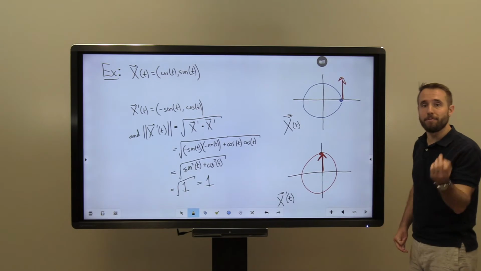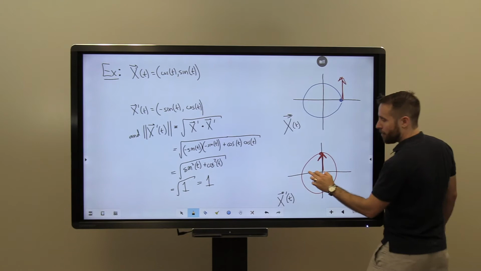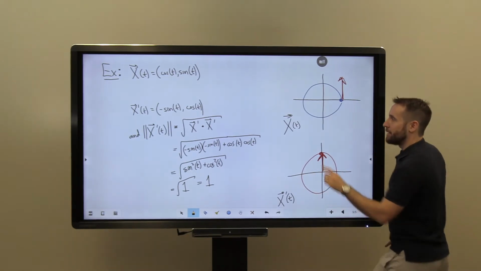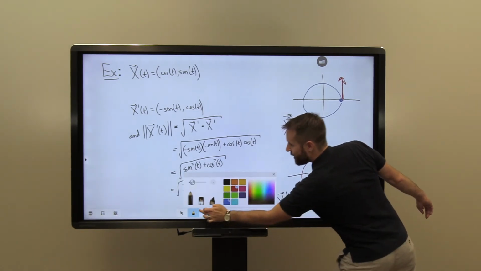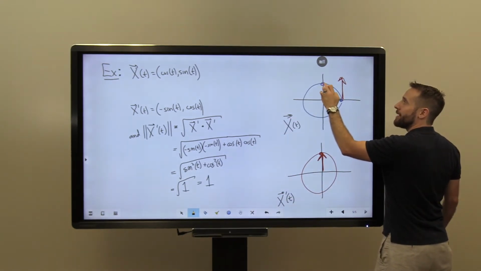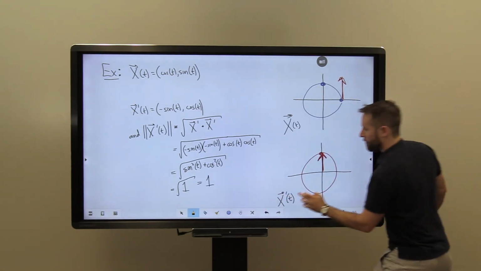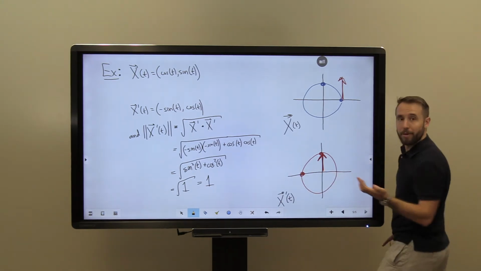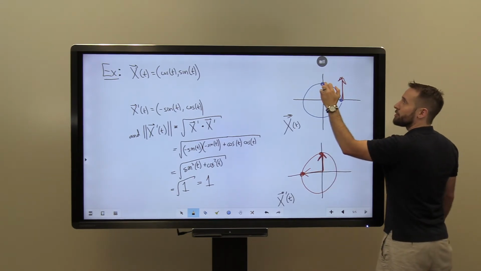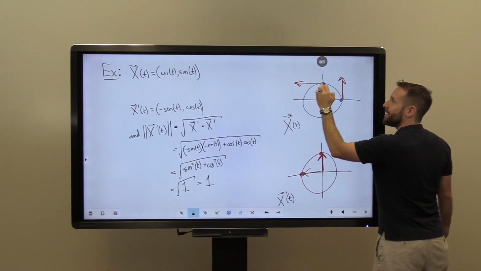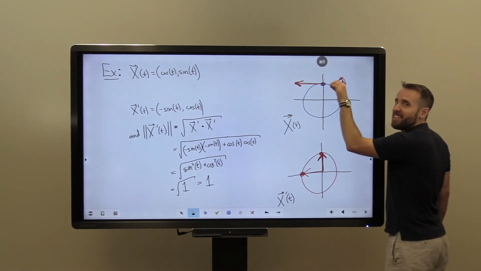If I were to choose a different point in time, like let's say pi over 2, well, at time pi over 2, x of t is going to be right up here, and x prime of t is going to be right here. But again, x prime of t is better interpreted as this arrow, which transplanted up here means that at that moment in time, my velocity is going in this direction. My parametrized curve is being traced out in that direction.